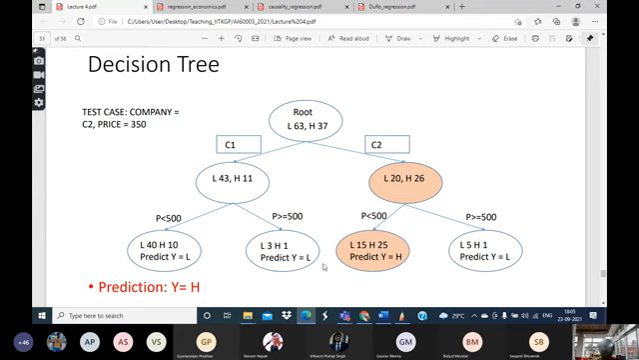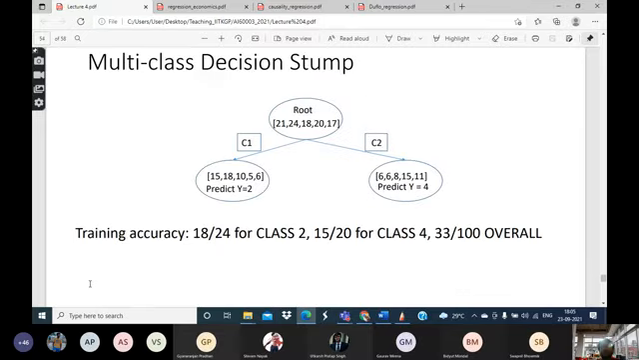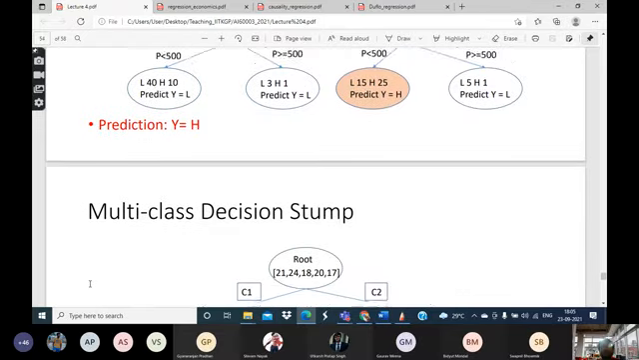Its price is $350, so less than $500. So we come to this subset. What do we find in this subset? We find in this subset that the modal level is H, right? There is no further split to be made, no further feature is to be examined. So what do we do? We simply predict y is equal to H. Okay, so this is the way our decision tree algorithm works.